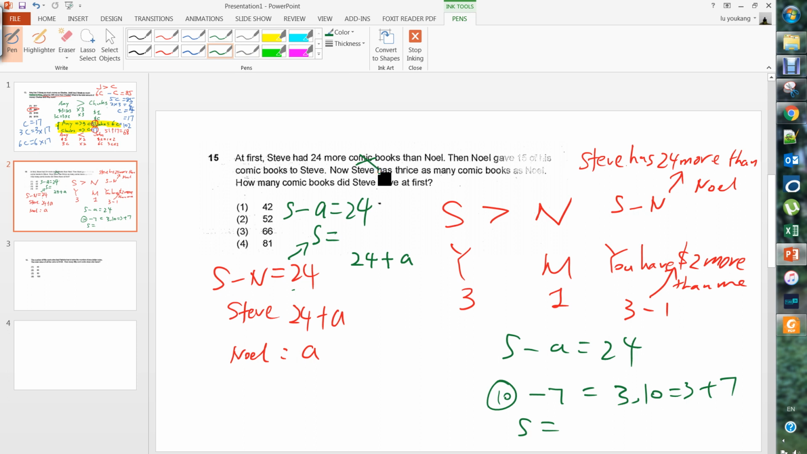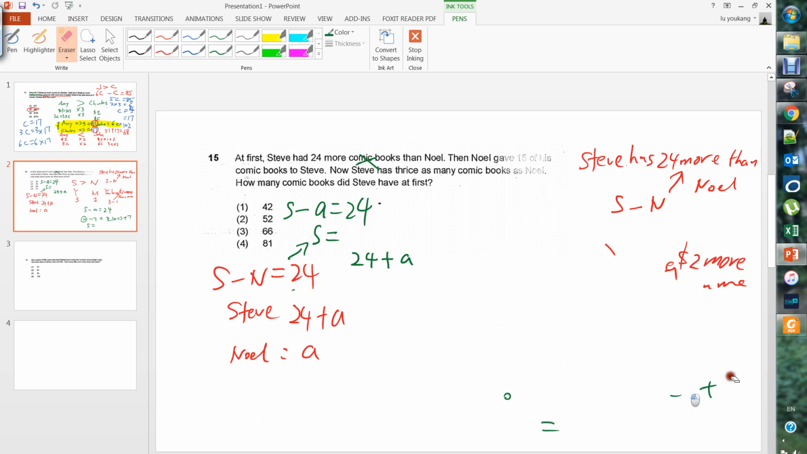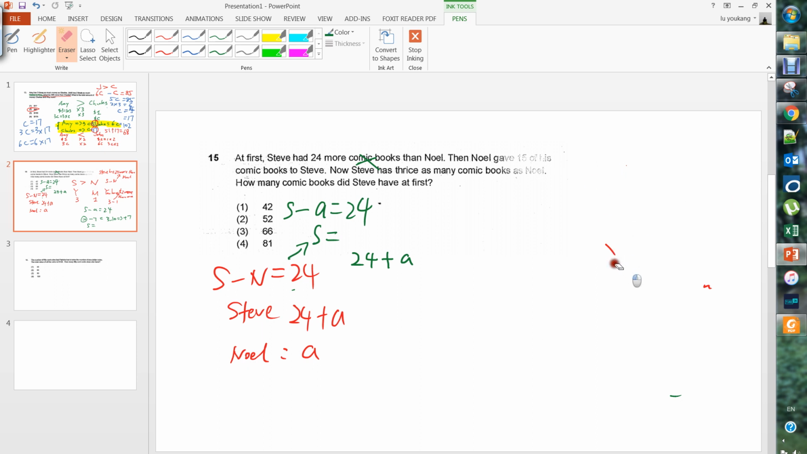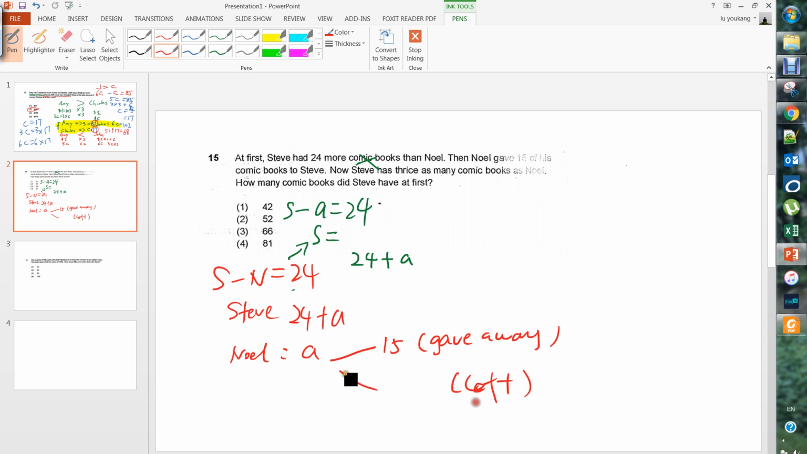Next statement: Noel gave 15 of his books to Steve. Gave means give, so we can use the branch method. Do you remember the branch method? Steve is this, Noel is this. Noel gave 15 away. If Noel is A and gave 15 away, how much is left? Gave means minus. So A minus 15. Very good. This is Noel's left.